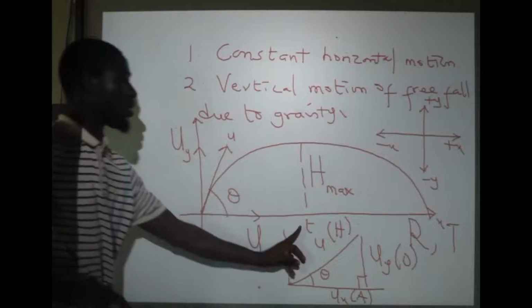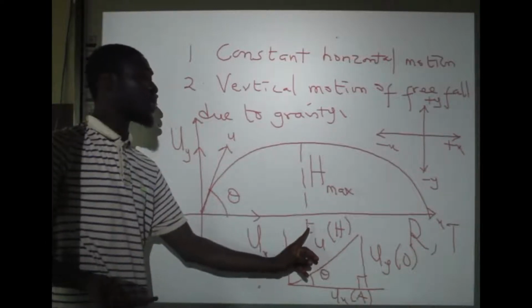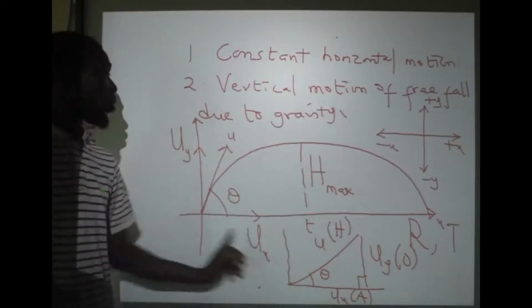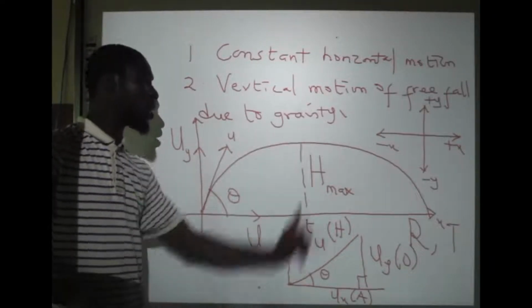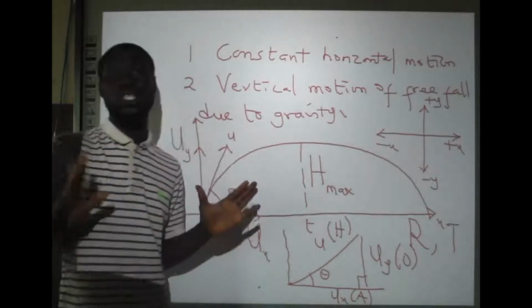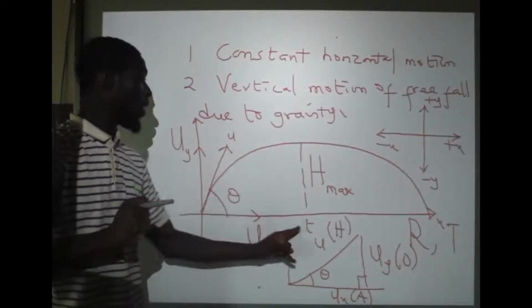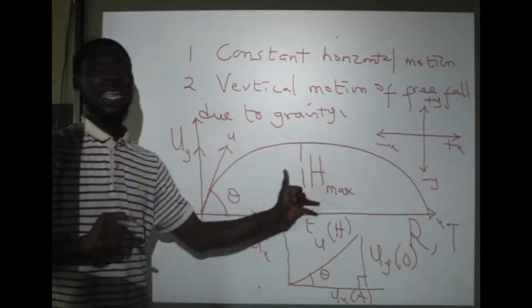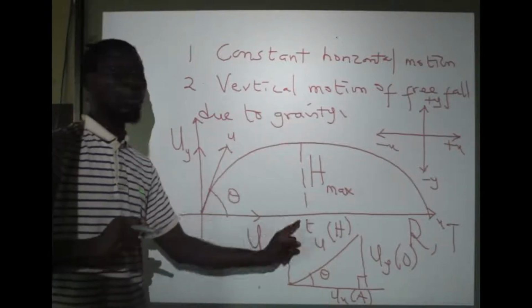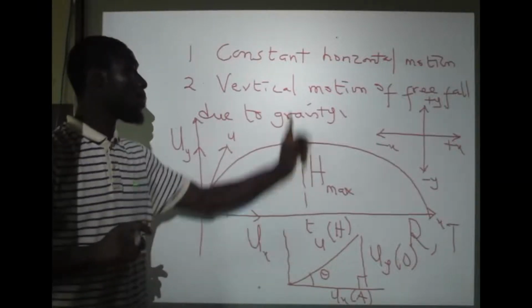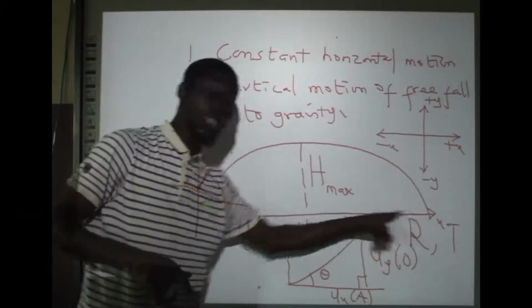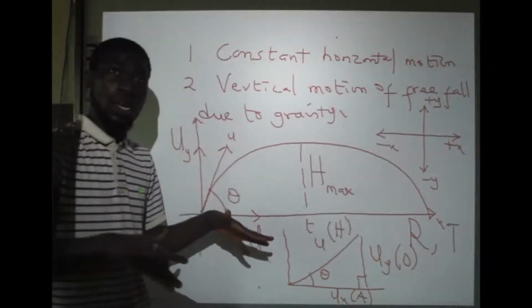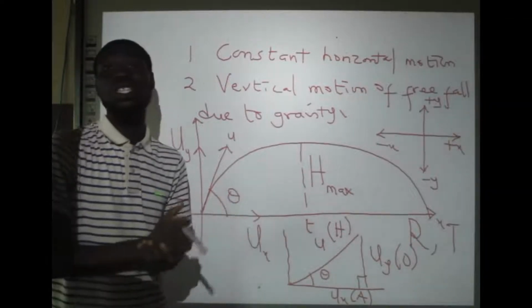So the time taken to reach the maximum height. We define the time taken to reach the maximum height as the time taken by the projectile to reach the maximum vertical distance from the plane of projection. Let me come again. We define it as the time taken by the projectile to reach the maximum vertical distance as measured from the horizontal projection plane.